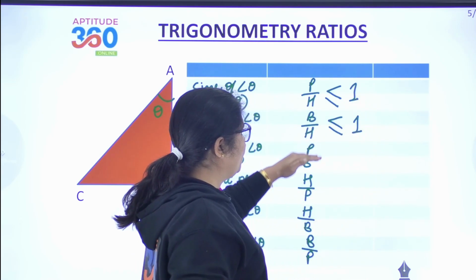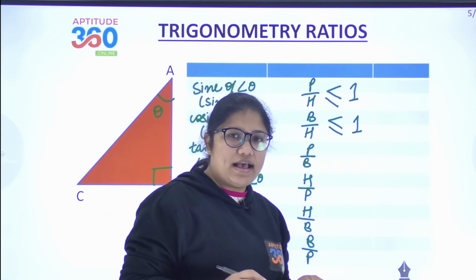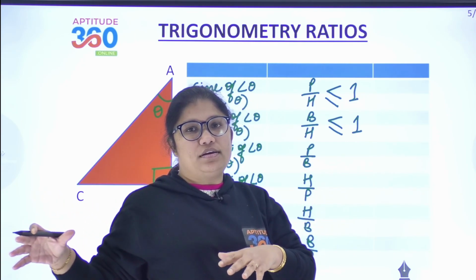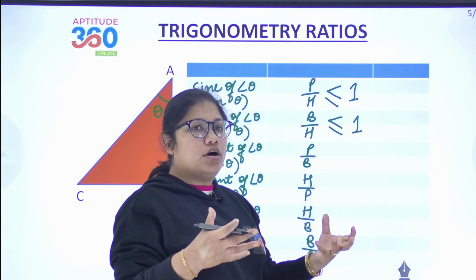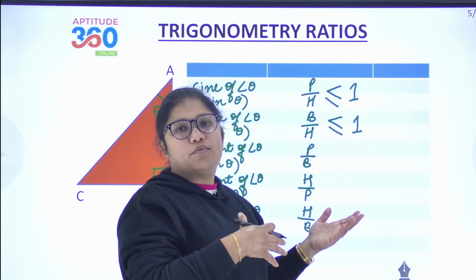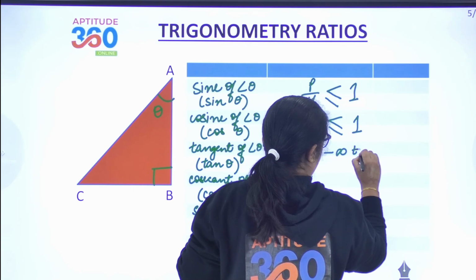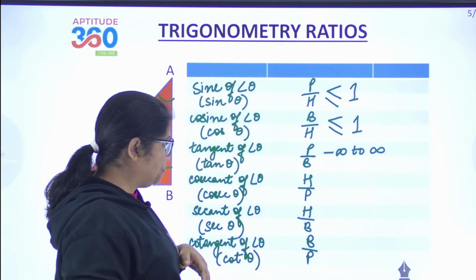Right? We do not know anything about the perpendicular and base. They can take any values. So, the values can range from minus infinity to infinity, where infinity can be represented for not defined. We cannot define what can be the value of P upon B? So I can say it can take the value of minus infinity to infinity.